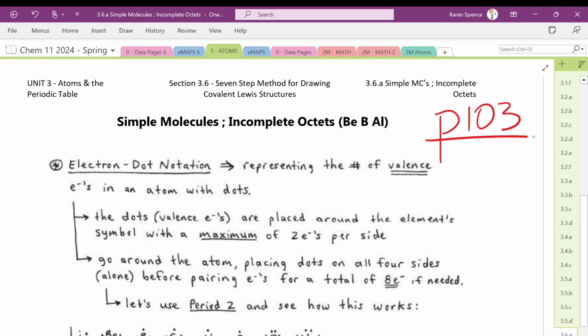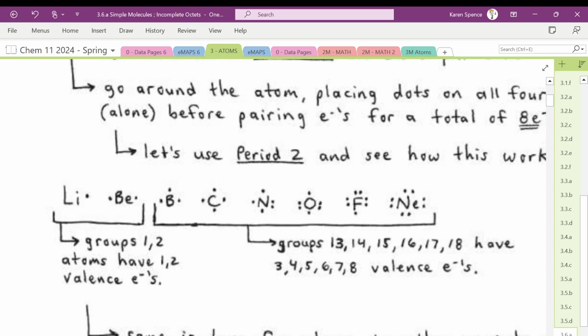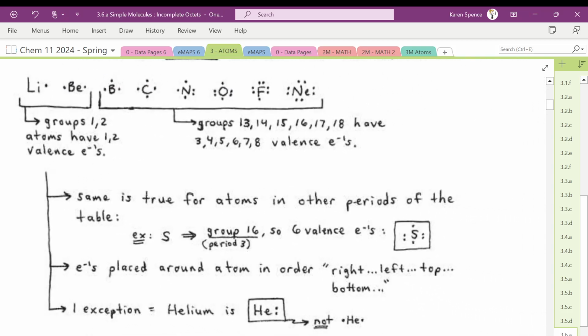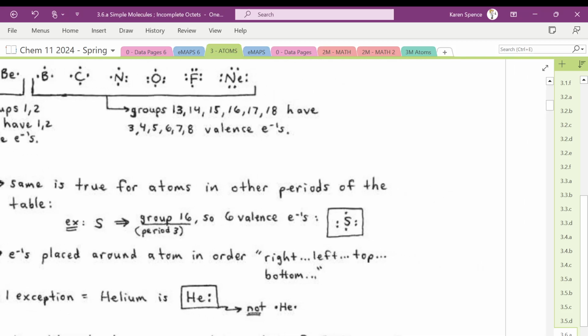So most of the stuff on this page is stuff that you already know about. We all know that group 1 has 1 valence electron, group 2 has 2 valence electrons, and groups 13 through 18 have 3 through 8 valence electrons. And the same is true for atoms in all of the other periods. They are always placed around an atom, top, right, bottom, left, or you can go right, left, top, bottom. That's what they suggest here. It doesn't matter as long as you don't pair them up until you have to.